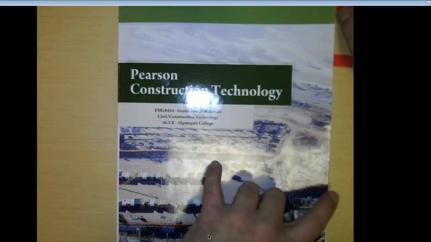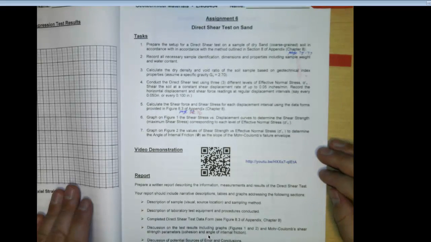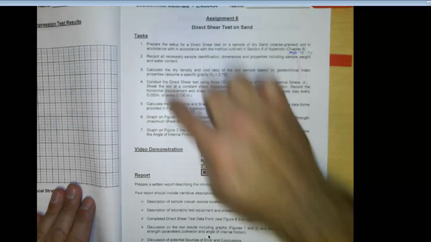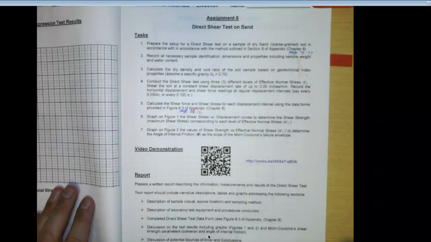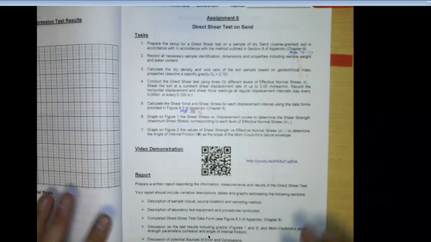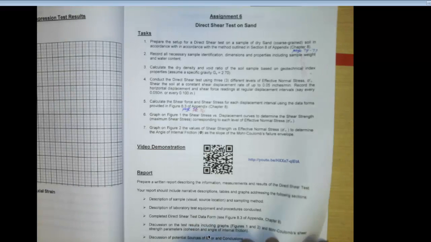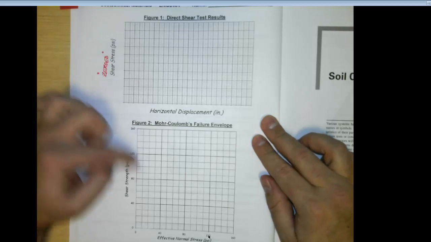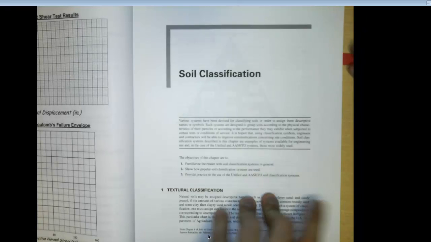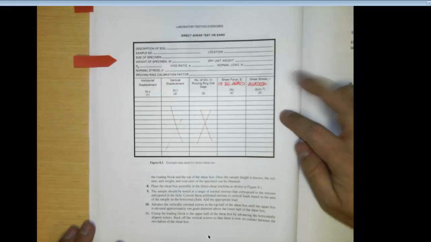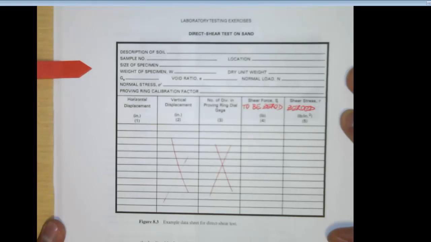So Lab 6 is outlined right here. You have all the relevant information here in terms of the tasks to carry out, a video demonstration, as well as some of the important points of the report. On the page after this, you have the 2 graphs that you need to produce. And also, this lab makes reference to this table, which you can find in your textbook as well.